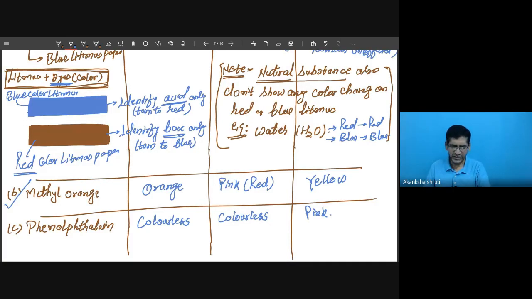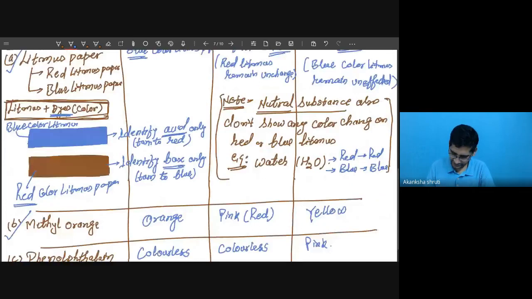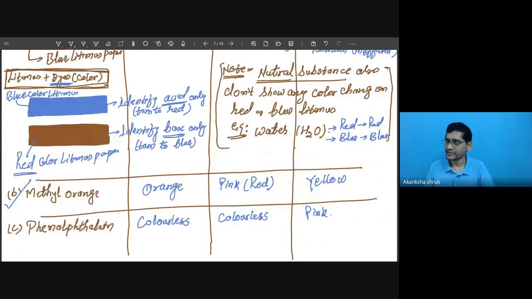The others are also there, like methyl red, which is inherently red in color, which changes to yellow in acid but remains red in base. Okay, no need to write those things, leave it. So this was the second category of indicator. Now we are going for the third category called olfactory indicator.